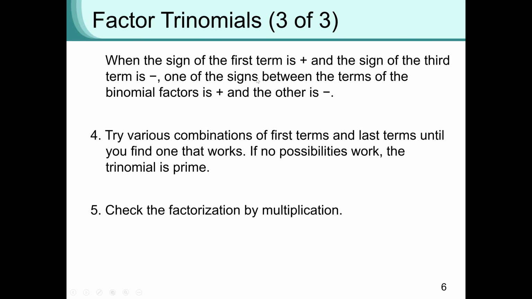So when the sign of the first term is positive and the sign of the third term is negative, then one of the signs between the terms of the binomial factors is positive and the other will be negative. So now the last option, we should try various combinations of the first term and last term until you find one that works. If no possibility works, then the trinomial is prime.